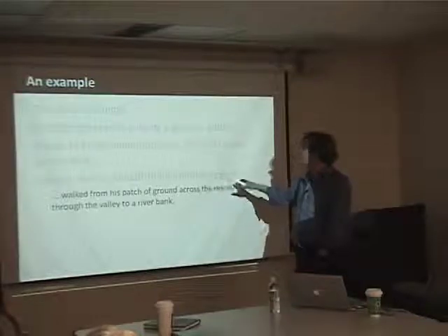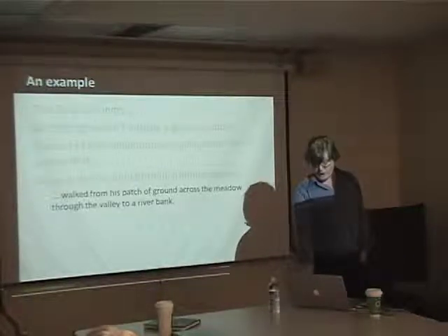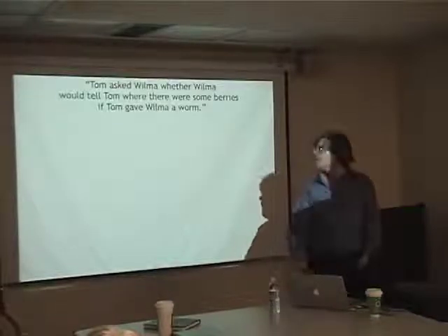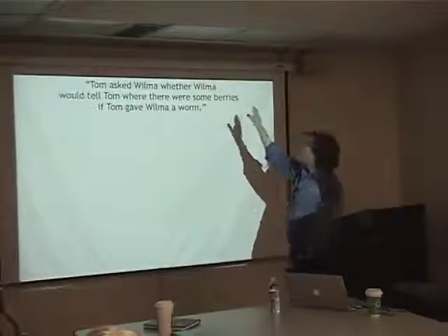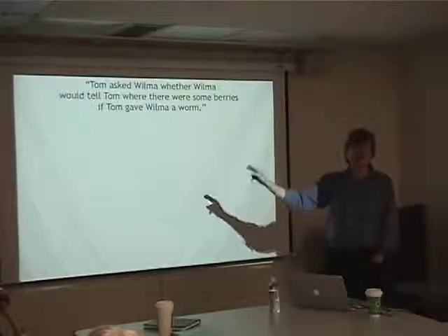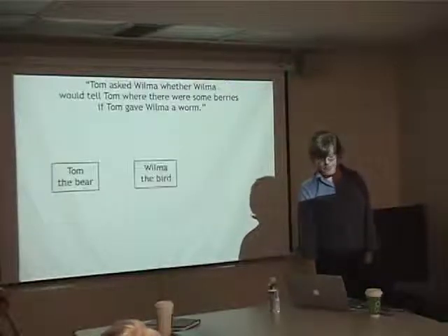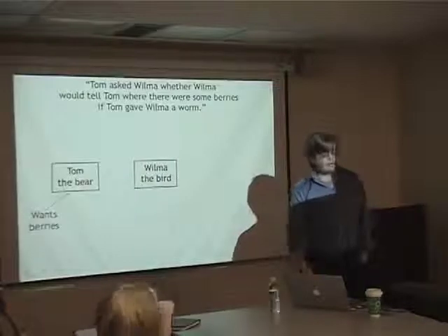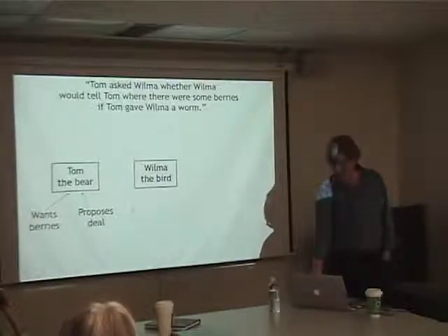So he walked from his patch of ground across the meadow, through the valley, to a riverbank. It goes on at some length about these sorts of things. So when he gets there, Mumble says, Tom asked Wilma whether Wilma would tell Tom where there were some berries if Tom gave Wilma a worm. Right, so we have two characters, Tom the bear and Wilma the bird. Tom wants berries, and he proposes a deal.